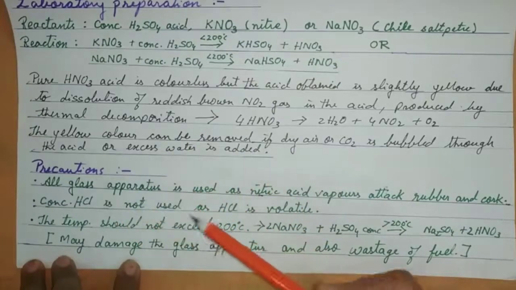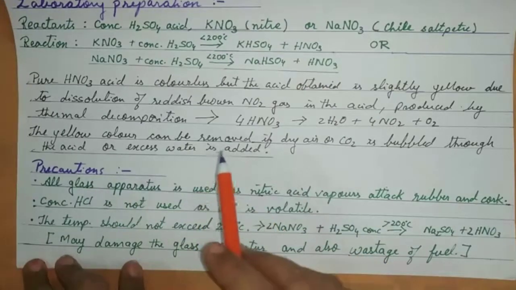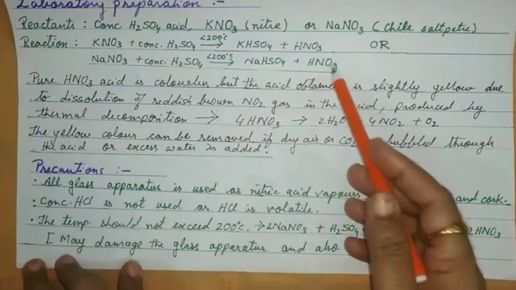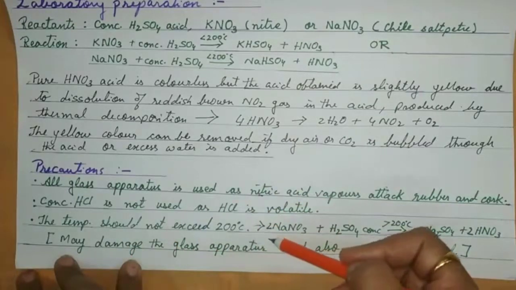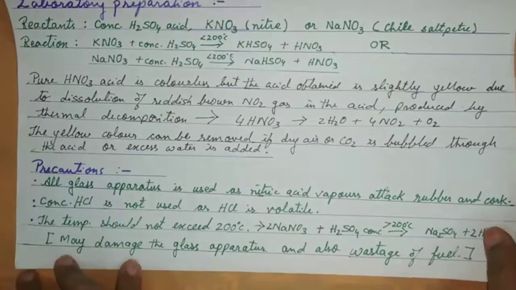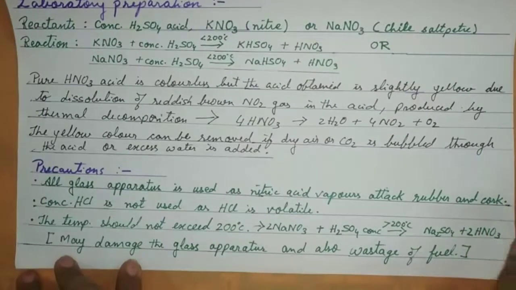We need conc H2SO4 because, as we discussed when we were doing the HCl chapter, it is non-volatile, and at a temperature less than 200 degrees it will not volatilize out with the nitric acid vapors. The temperature should not exceed 200, and we know the reason why. It may damage the glass apparatus and it's a waste of energy, and we get sodium sulfate and nitric acid, and we know that sodium sulfate will stick to the glass and it's very difficult to remove. So these are some facts which we have already studied in the earlier chapters.